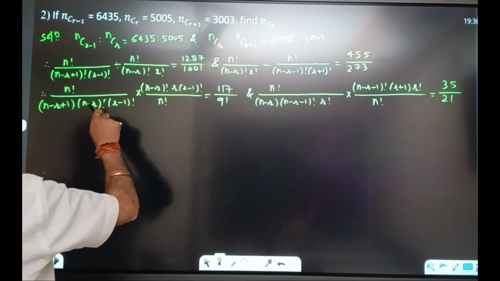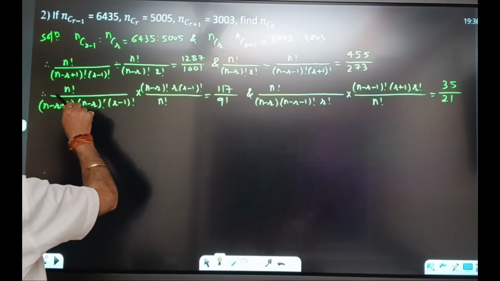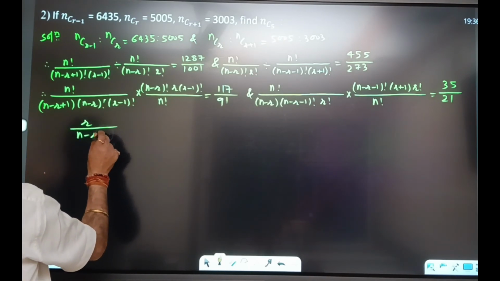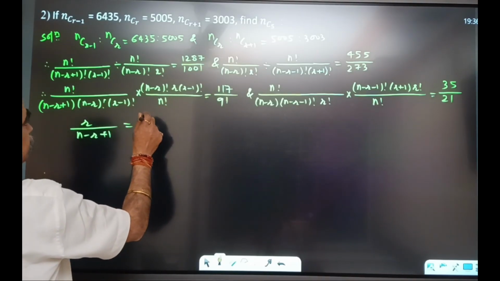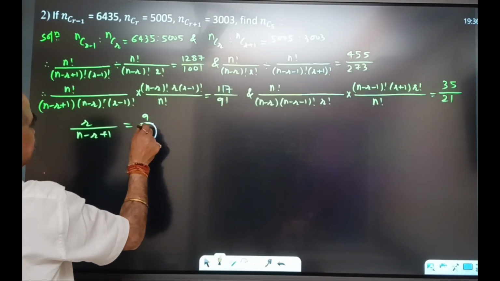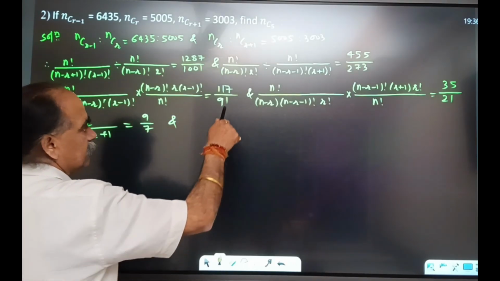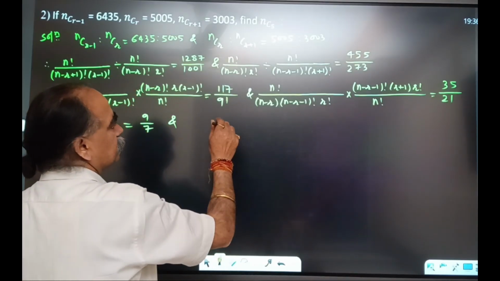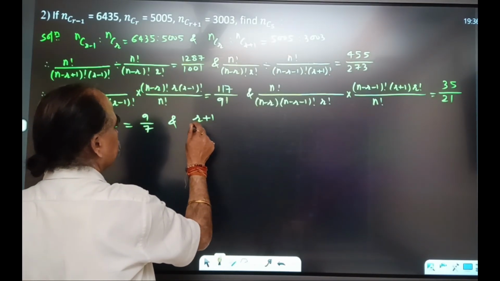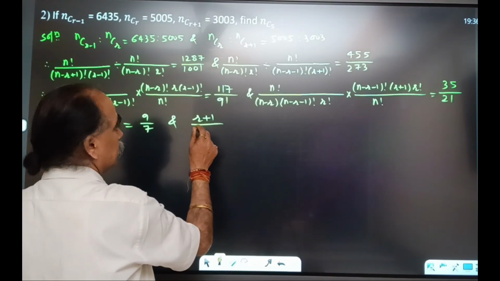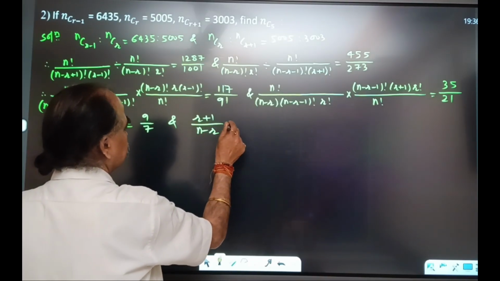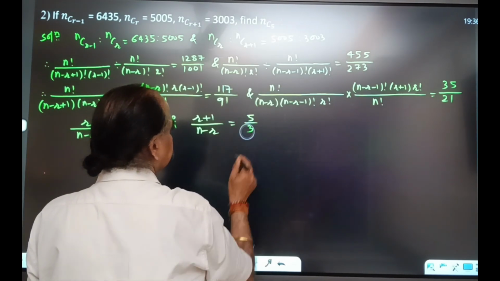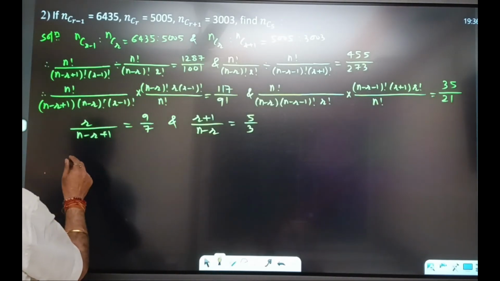Now n minus r factorial cancels, r minus 1 factorial cancels, n factorial cancels, r divided by 13 9, 13 7, and n minus r minus 1 factorial, r factorial cancel, so r plus 1 upon n minus r. Third, 7 5 are 35, 7 3 are 21. Now cross multiply.